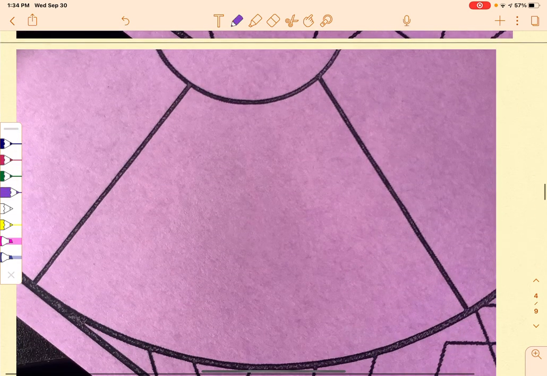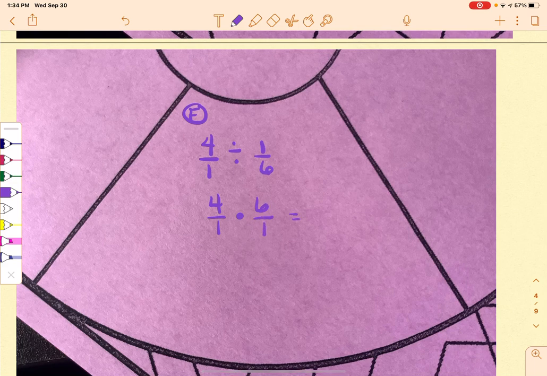Okay, here is F. 4 divided by 1/6. So when I see this whole number here, I'm going to put it over 1 because that makes it into a fraction form. So now, keep, change, flip. And then we can multiply across. So 4 times 6 is 24. 1 times 1 is 1. And any number over 1 is equal to itself. So 24 over 1 is just going to be 24.